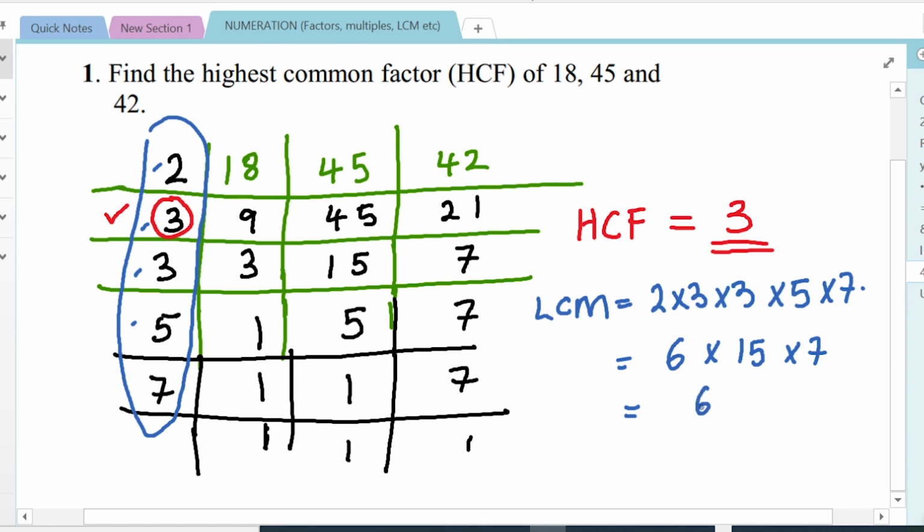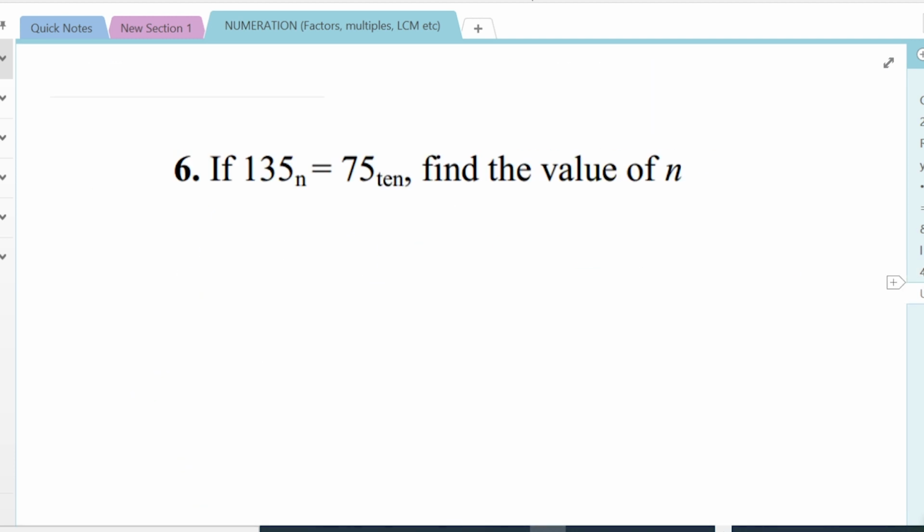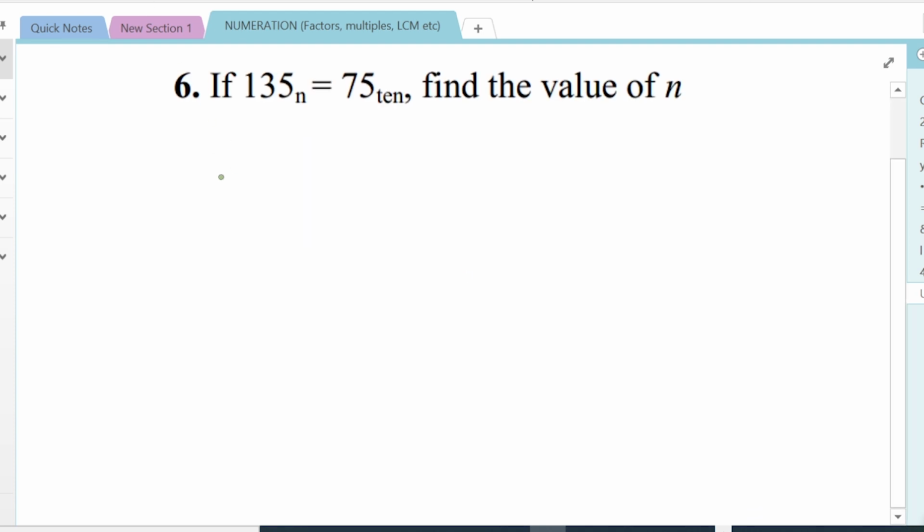And our answer there is 630. That's our LCM. So finally, let's get to the final answer, the final number related to what we had done earlier. 135 base n is equal to 75 base 10. This one is already in base 10, so let us convert that to base 10 as well.